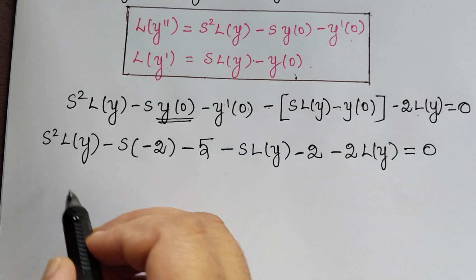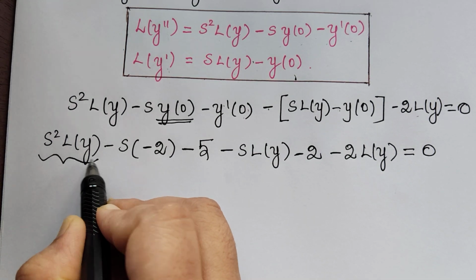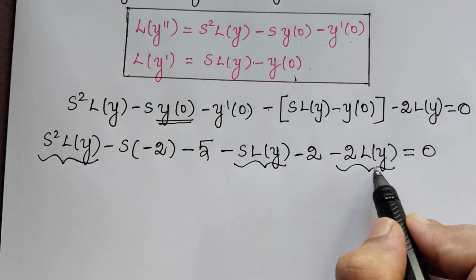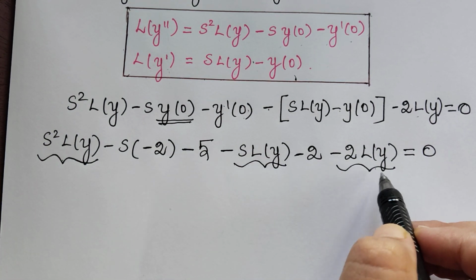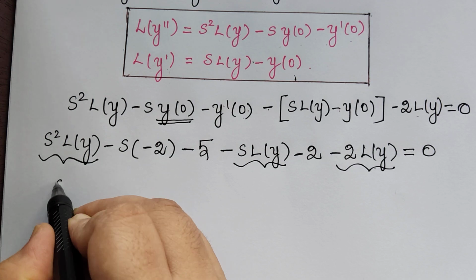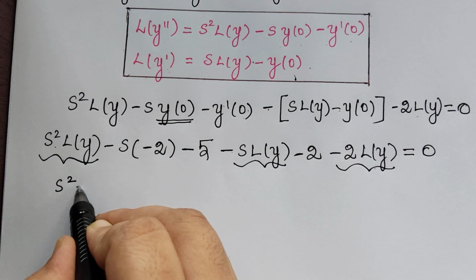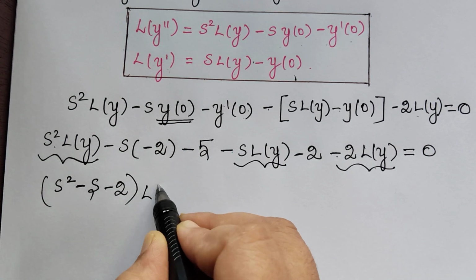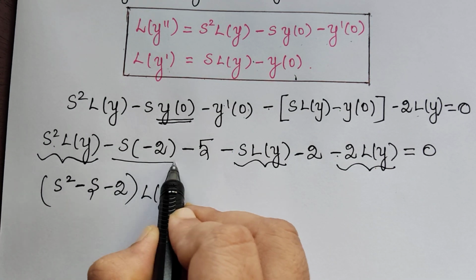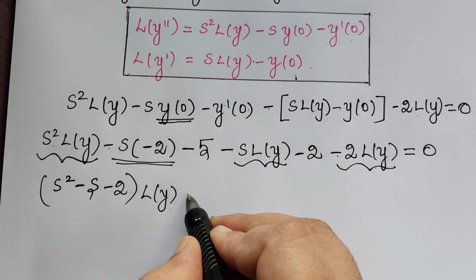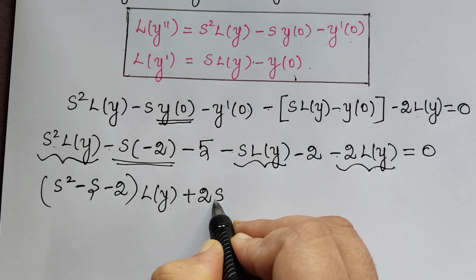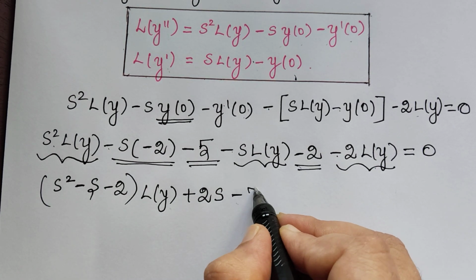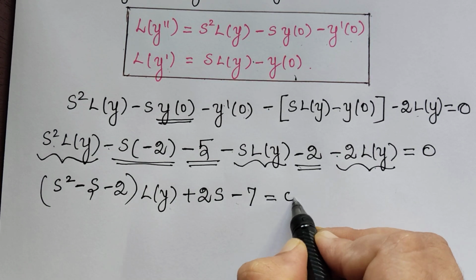So now on rewriting, we can see that L of y is common in this term and this term as well. So if we take L of y common in these three terms, we will have s squared minus s minus 2 multiplied with L of y. And then what are the remaining terms? Minus into minus will become plus 2s. And then the other remaining terms are minus 5, minus 2, which will become minus 7. And that is equal to 0.